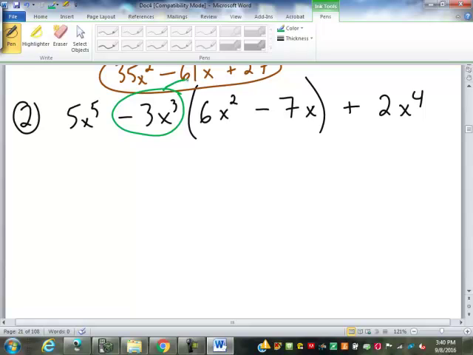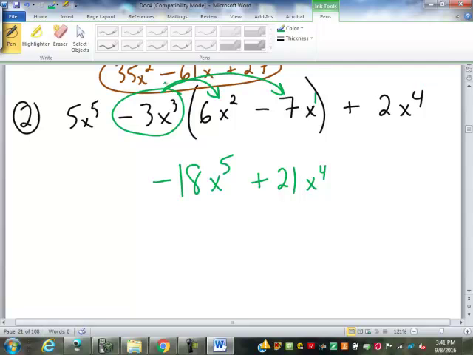So we have negative 3x to the third times 6x squared. What does that give us? Perfect. Negative 18x to the fifth. You add the powers when you multiply the variables with exponents. So we have negative 3x to the third times a negative 7x. Negative times a negative is positive. 3 times 7, 21. x to the third times x is x to the fourth. Good. We think of that as x to the 1. 3 plus 1 is 4.